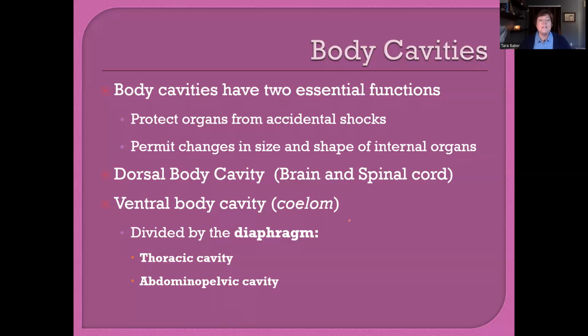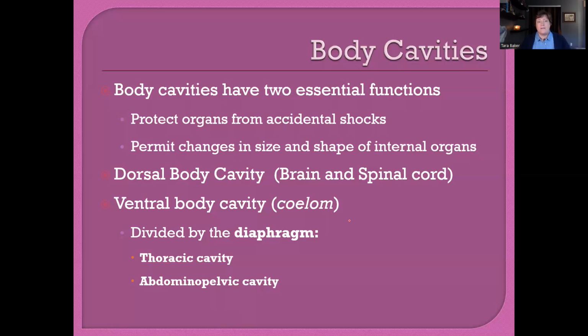Now, there are two major cavities inside the body. There's the dorsal cavity and the ventral cavity. So the dorsal cavity, remember, that means like on the back side. The dorsal cavity is going to contain the brain and the spinal column. So there's one great big baggie that surrounds the entire brain all the way down through the spinal column.